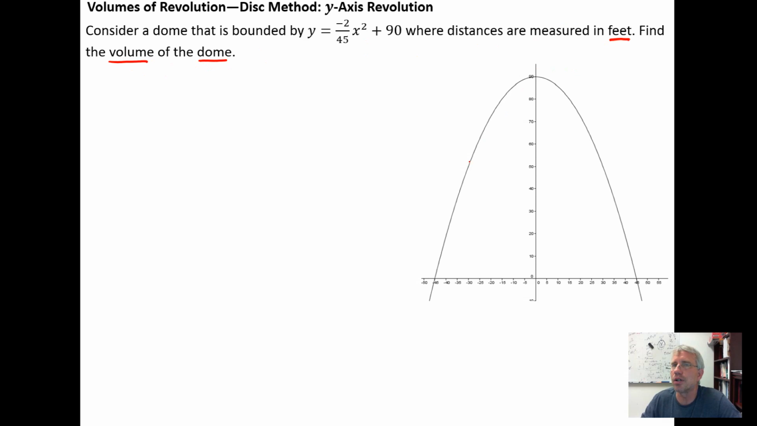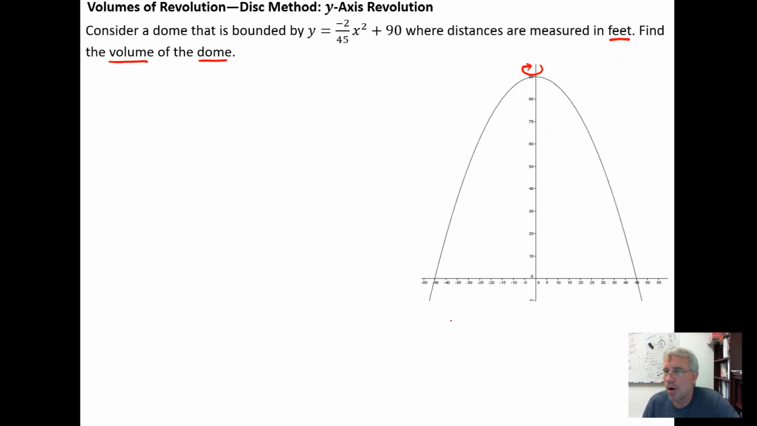So here's the curve, y equals negative 2/45 x squared plus 90. It's a parabola opening downwards. So the dome would be established by taking this curve and rotating it around the y-axis so that we would wind up with a dome like this. And what we want to know is the volume of that dome.